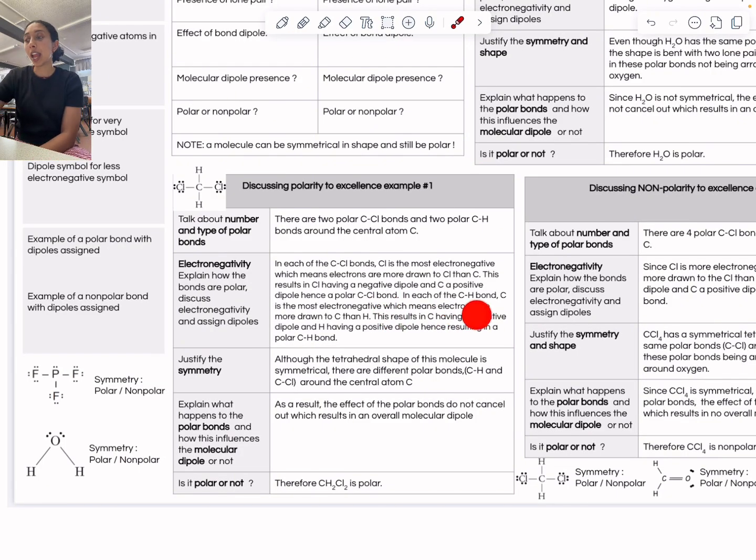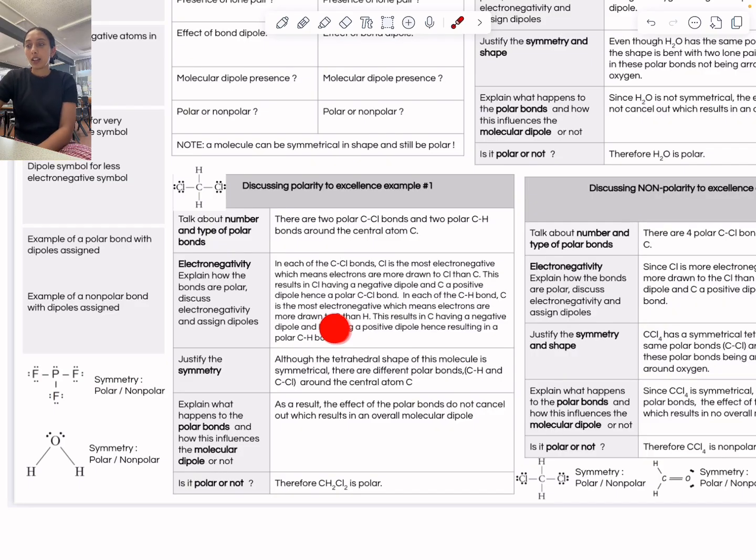In each of the CH bonds, C is the most electronegative, which means that electrons are drawn more to C than H within that bond, just focusing on that bond. This results in C having a negative dipole and H having a positive dipole, hence resulting in a polar CH bond. So that is the polar bond that we're focusing on, as well as the CCl bond.